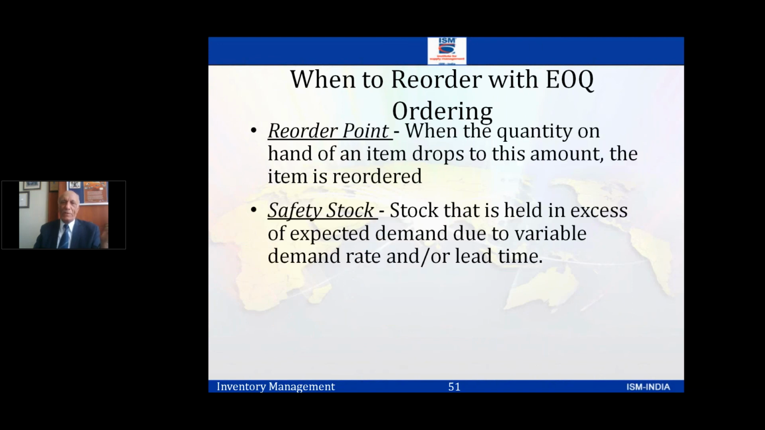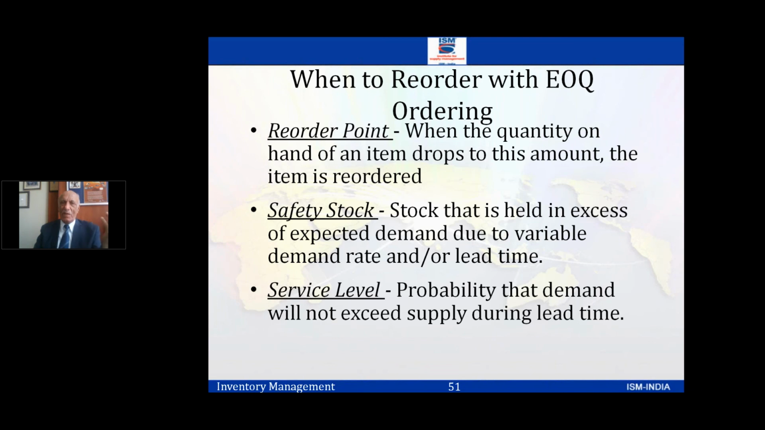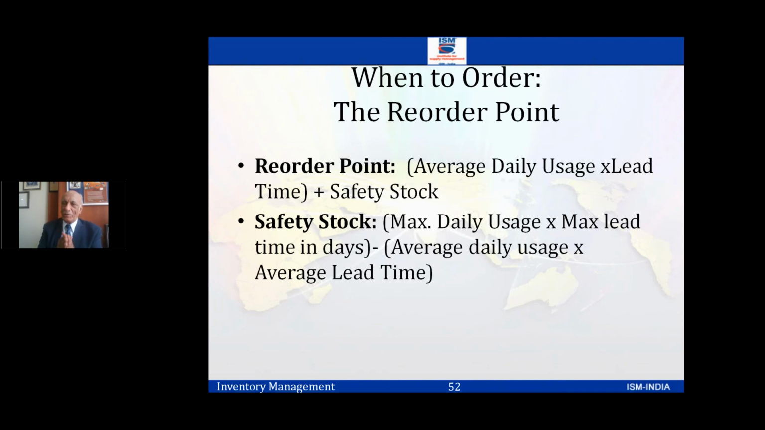When it comes to reorder level and safety stocks, there is the service level. Again, I think we discussed this point. So let me give you some ideas. Reorder point is average daily usage, over a span of a year or 6 months, multiplied by the lead time, plus safety stock. And the safety stock is the maximum daily usage times maximum lead time, minus the average daily usage times average lead time. On one side I'm taking the maximum, the very extreme case, on the other I'm taking the average. The difference of the two is the safety stock.